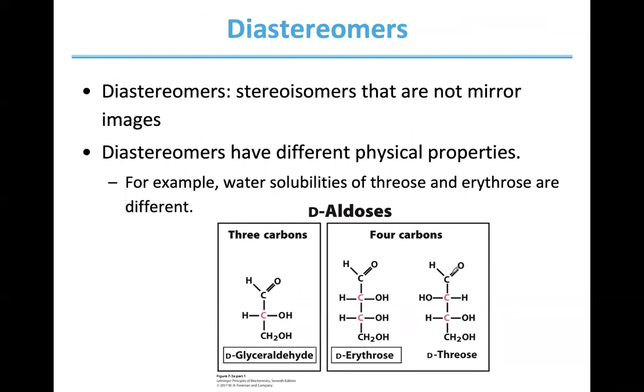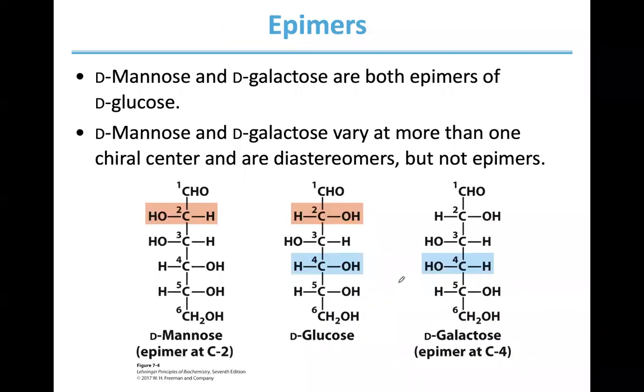So stereoisomers that are not mirror images have different physical properties, such as water solubility. For example, threose and erythrose are different, as we just talked about. These are aldoses. All right, more about epimers. I told you about mannose and galactose before, and here's a slide that describes what I was trying to tell you at the beginning of this lecture.